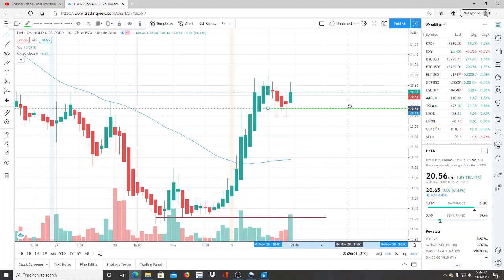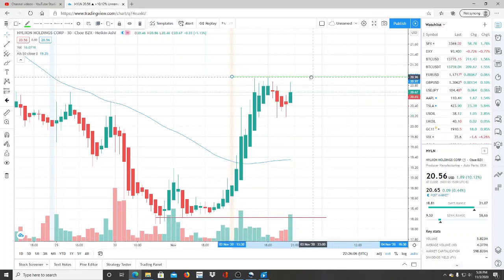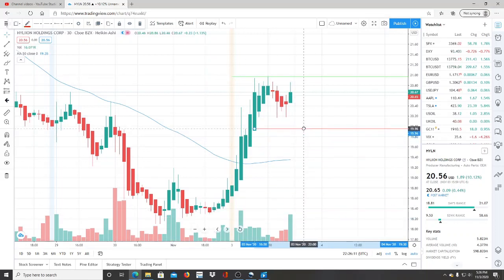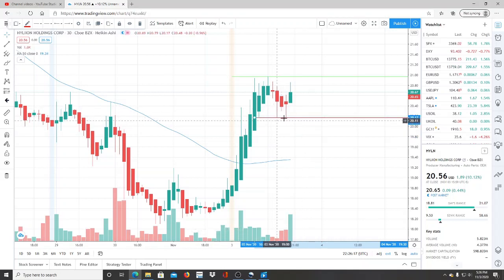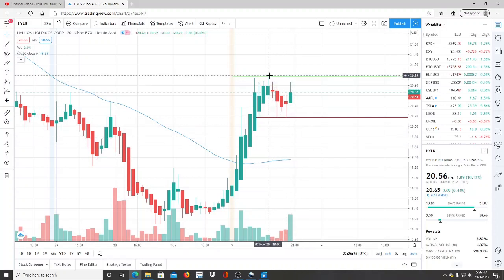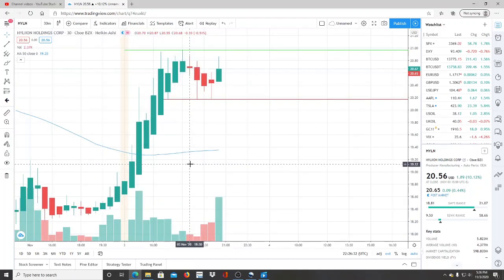So let's move our resistance to their new locations, and let's go ahead and move our support to its new location. Support was slightly touched twice, but the lowest point was actually touched once. It missed it by a little bit in the last hour, but these are the lowest points reached in the last couple of hours and the highest point reached before it dipped. So today was mostly a bullish run. Let's look at where we're at now.